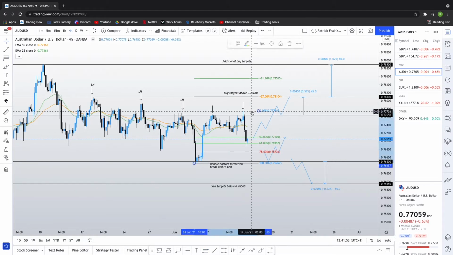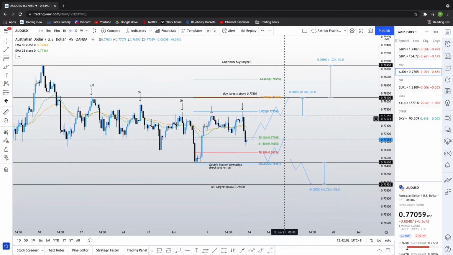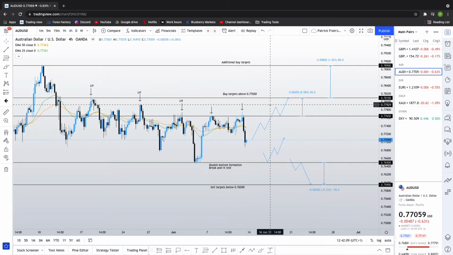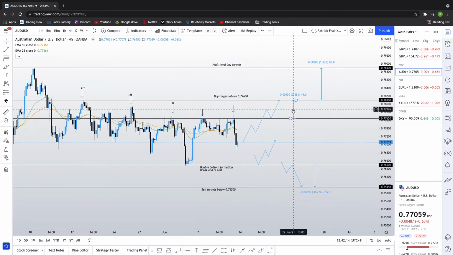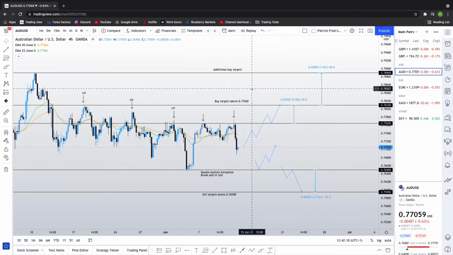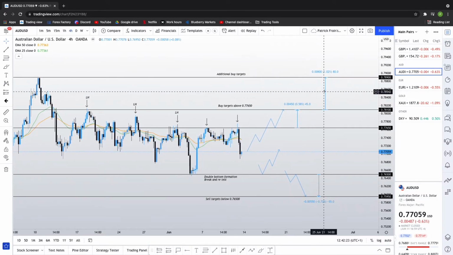Because of this, moving into next week, I would like to see price break our level of resistance at 0.77650, which will create a higher high, and I will be looking for buys to the upside. As you can see, our negative 27 extension on our Fibonacci fits well with our first buy targets up at 0.78100, which is around 45 pips above our level of resistance. And then we also do have additional buy targets up at our highs at 0.78900, which is an additional 80 pips above this level.